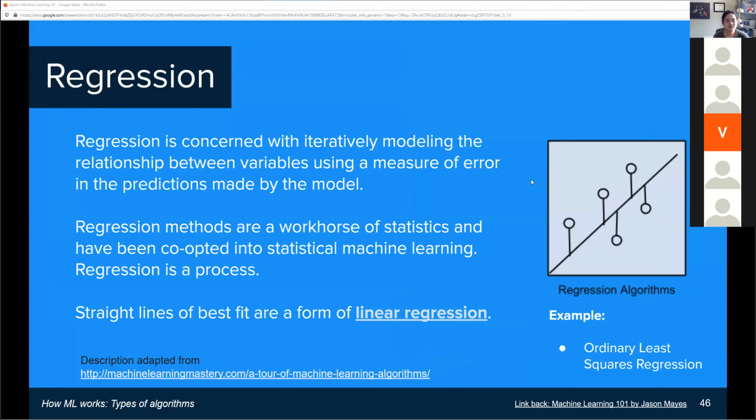Regression is concerned with iteratively monitoring the relationship between variables using a measure of error in the predictions made by the model. I encourage you to go back and review the videos in the slide pack. They're pretty good. I just don't want to spend time on them here.